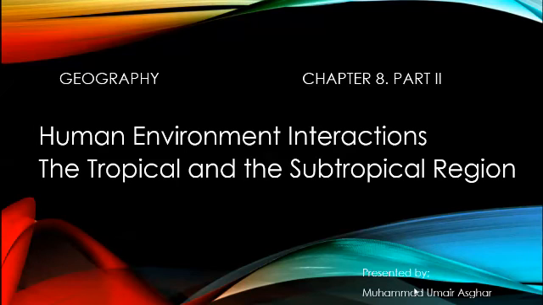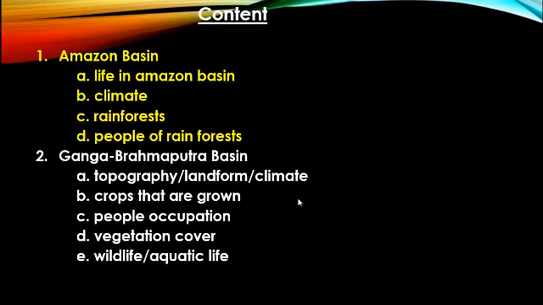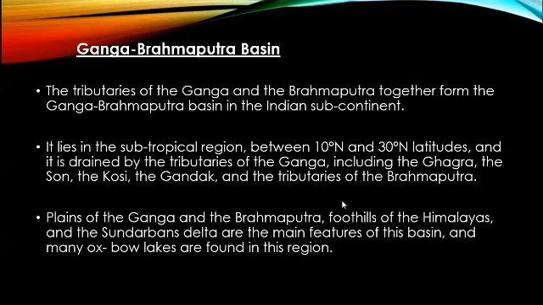Today we will continue with our chapter number 8, Geography, Human Environment Interactions, the tropical and subtropical region. In last lecture, we covered our topic number 1, Amazon Basin, and today we are going to start a new topic, Ganga Brahmaputra Basin. So let's start our new topic, Ganga Brahmaputra Basin.